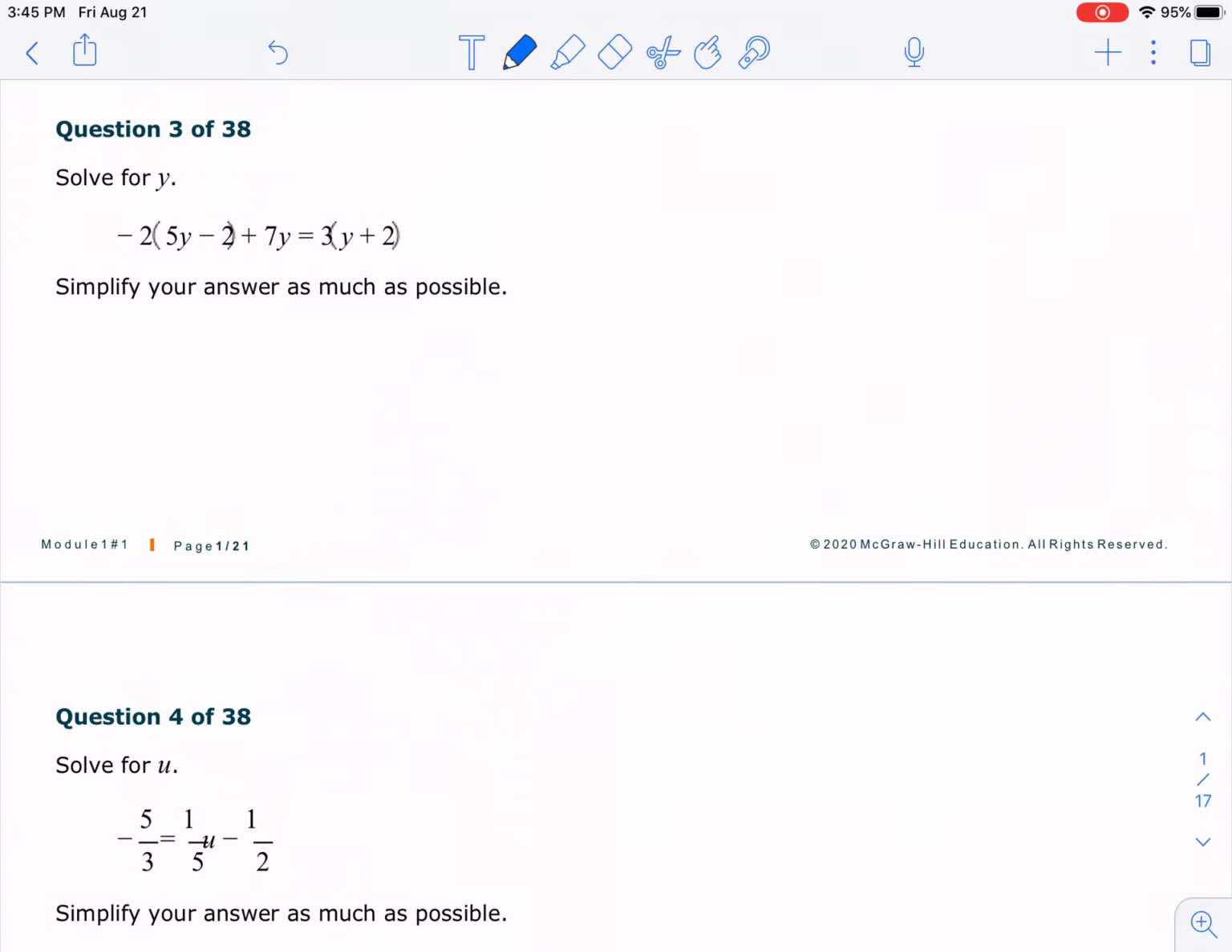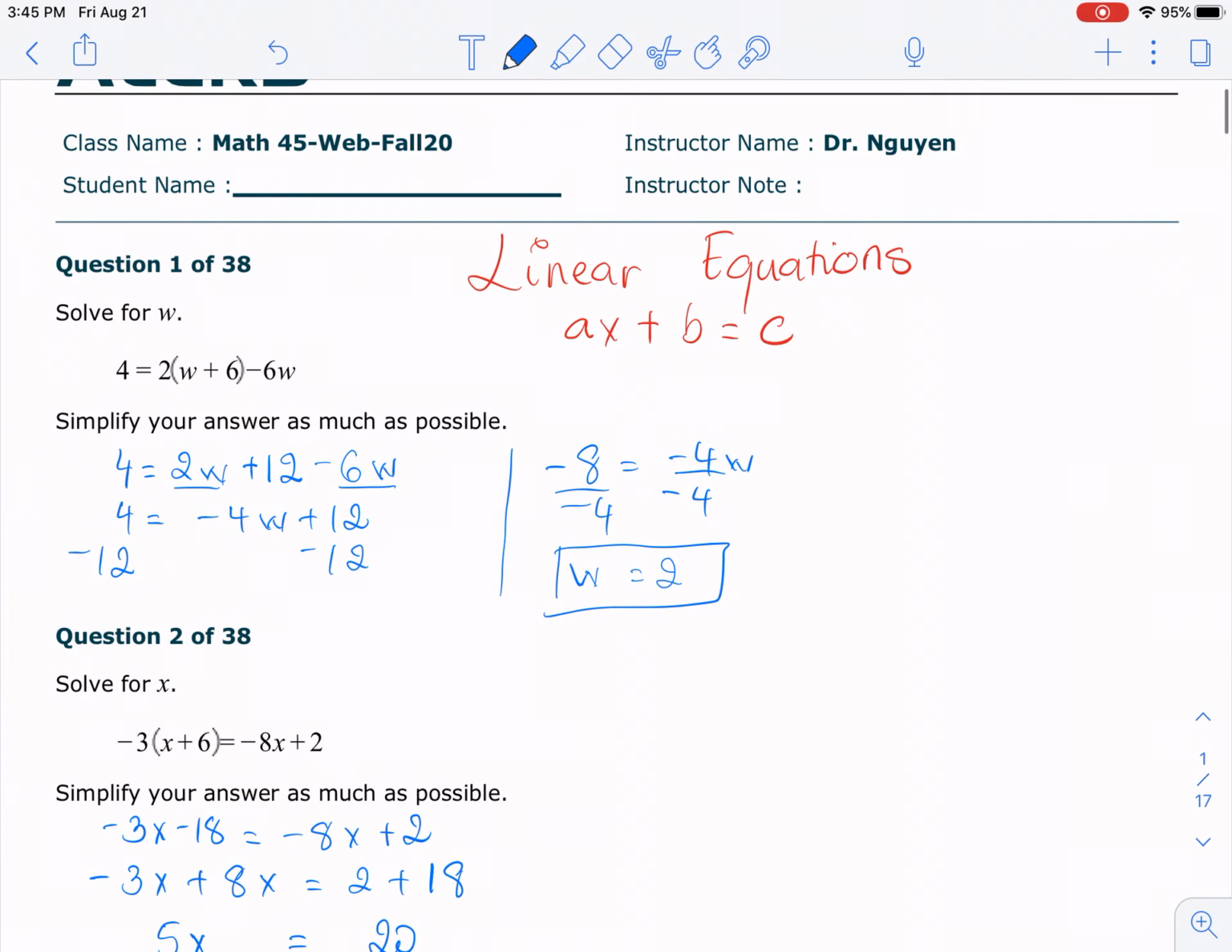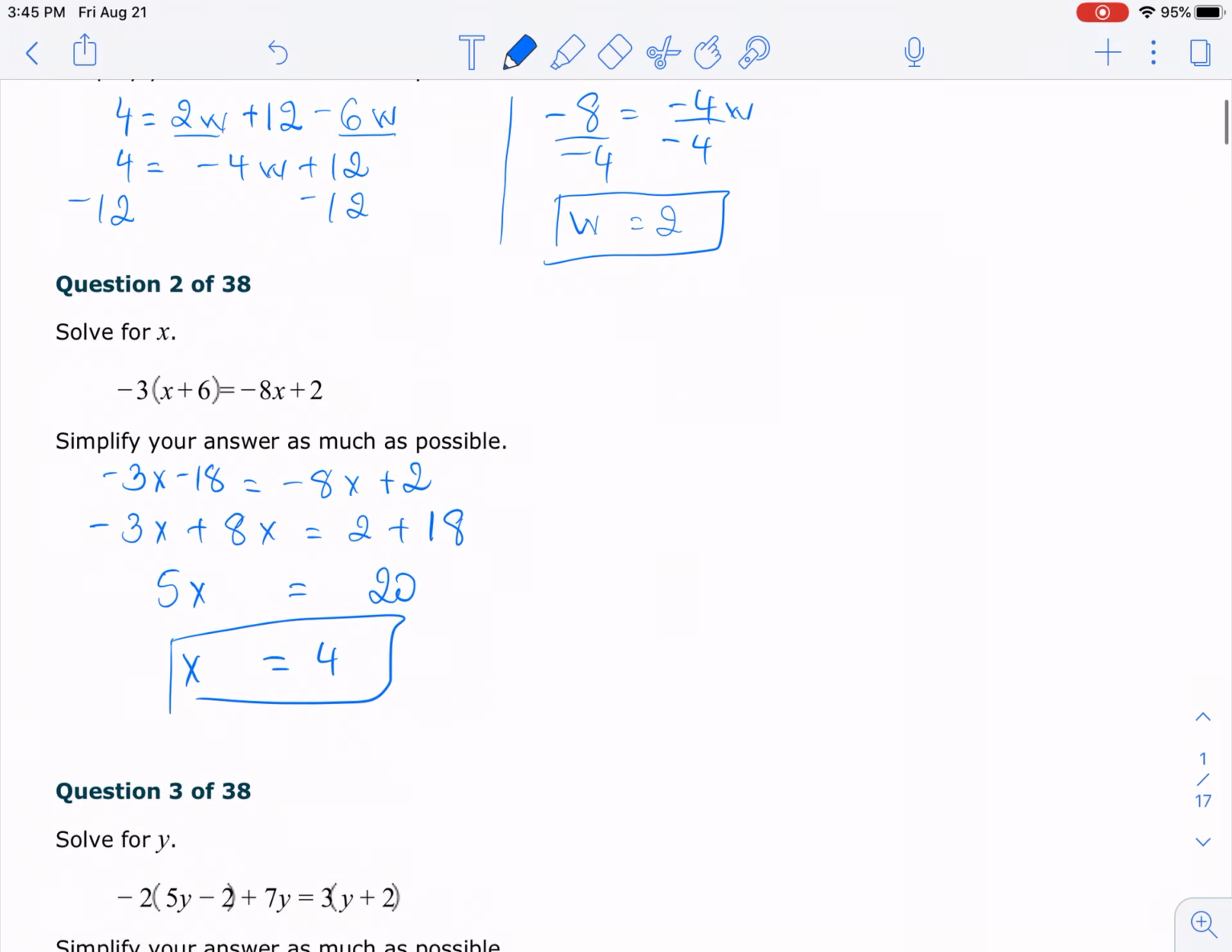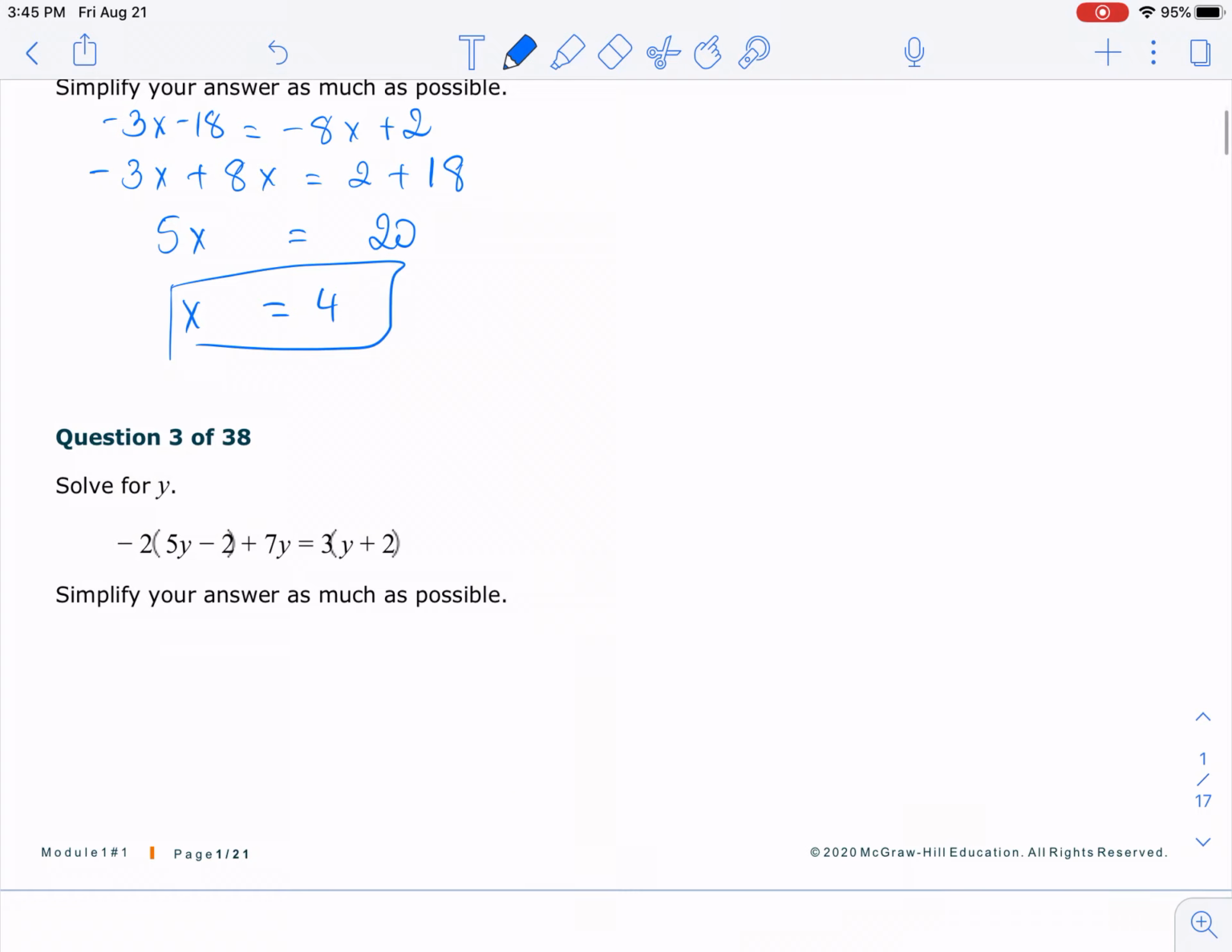Hi class, for this module, we want to review solving linear equations. To solve linear equations, I like to think of it as two big steps. The first step is to simplify your equation first, so you can get the form ax plus b equals c right here. And then the next step would be solving for x, which is to isolate the variable.